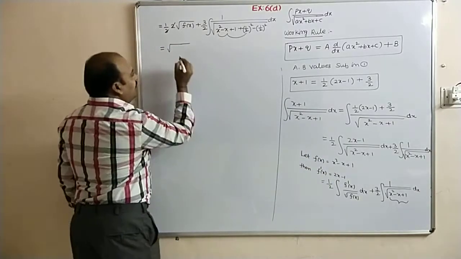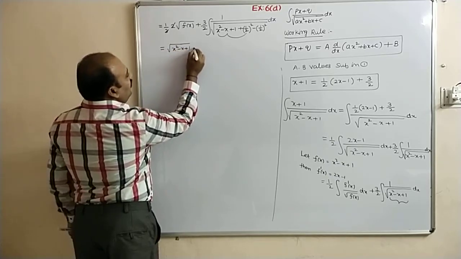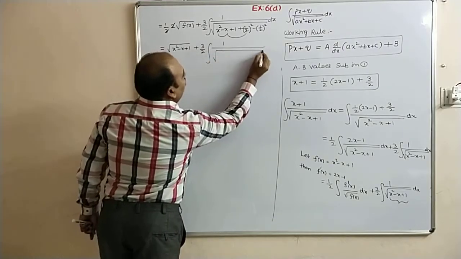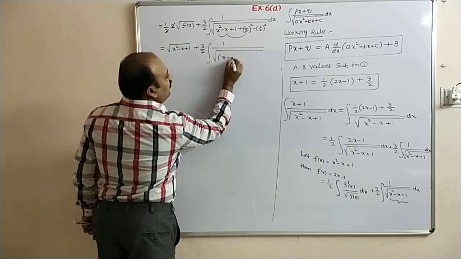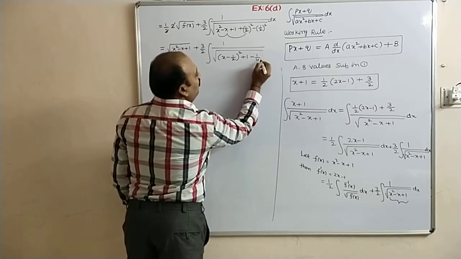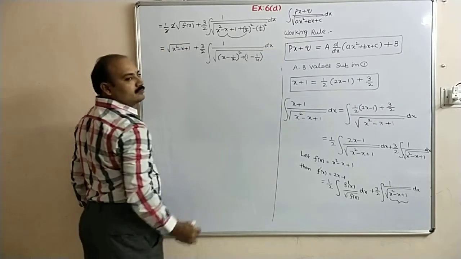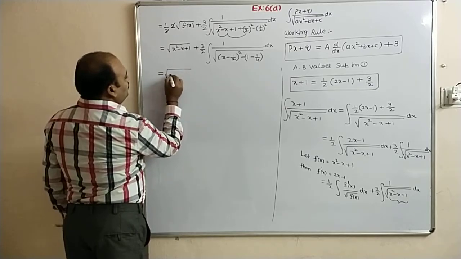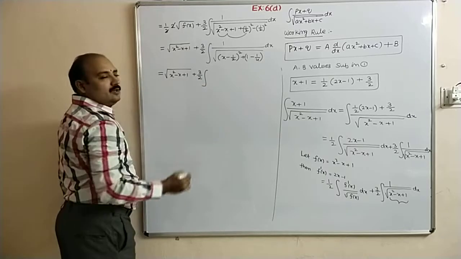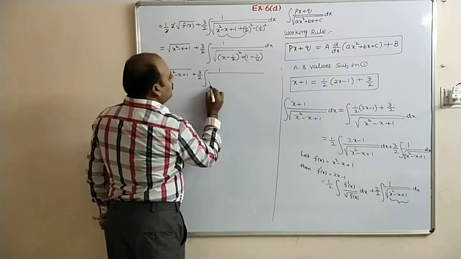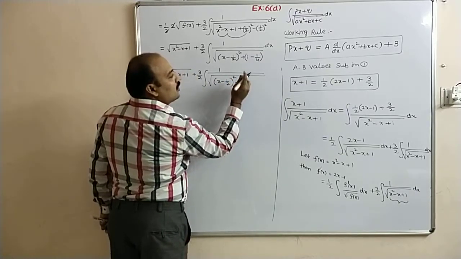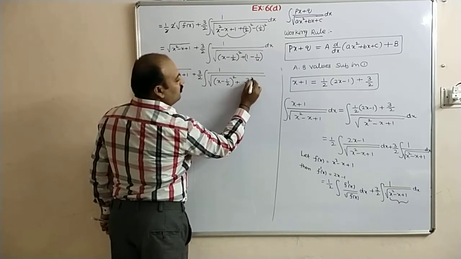We assumed here x square minus x plus 1, plus 3 by 2 into integral 1 by square root of, this will become x minus 1 by 2 whole square, the rest of the term plus 1 minus 1 by 4, into dx. Square root of x square minus x plus 1 plus 3 by 2 integral 1 by square root of x minus 1 by 2 whole square, 4 minus 1 is 3, 3 by 4 into dx.